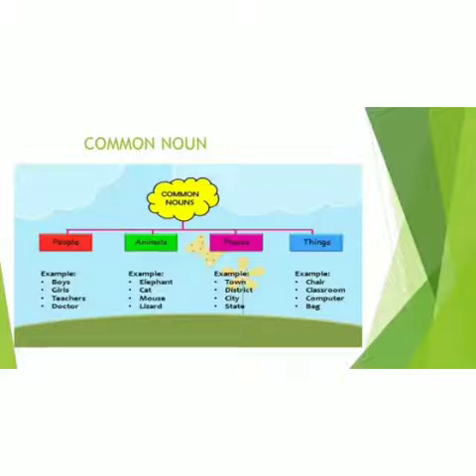Common noun. A noun may belong to more than one group. A common noun is a word that names a class of person, animal, place, or thing. In another way, we can say this is a noun which indicates a person, place, thing, etc. in general. For example, boys, girls, cat, city, chair, etc.